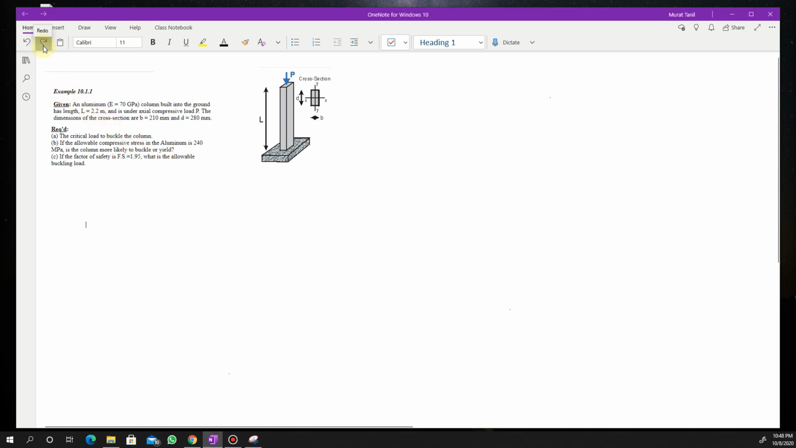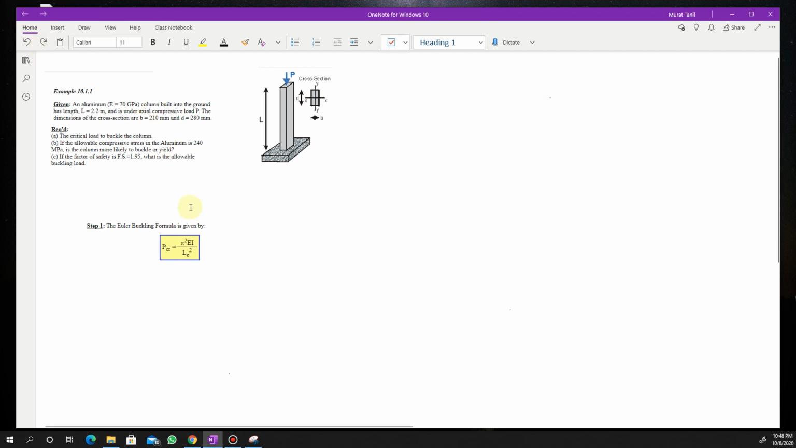So let's go to step 1. First, we have to look at the equation. And this equation is the Euler buckling formula. We have seen this equation in our lecture. P critical can be calculated with pi square EI divided by L sub E square.